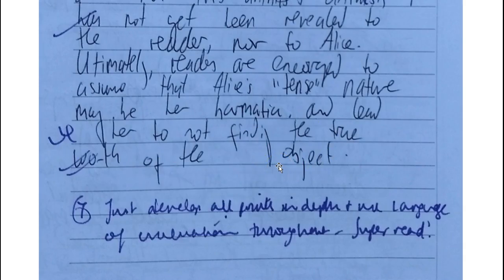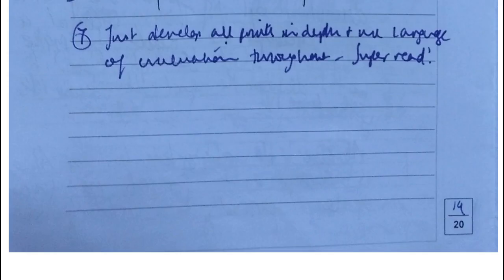So finally he's got himself to an absolutely brilliant observation at the end: "that she doesn't fully understand what's going on in her own mind, and this might turn out to be her fatal flaw." And this is what his teacher said: "Just develops all points in depth and language of evaluation throughout. A super read, but 19 out of 20."